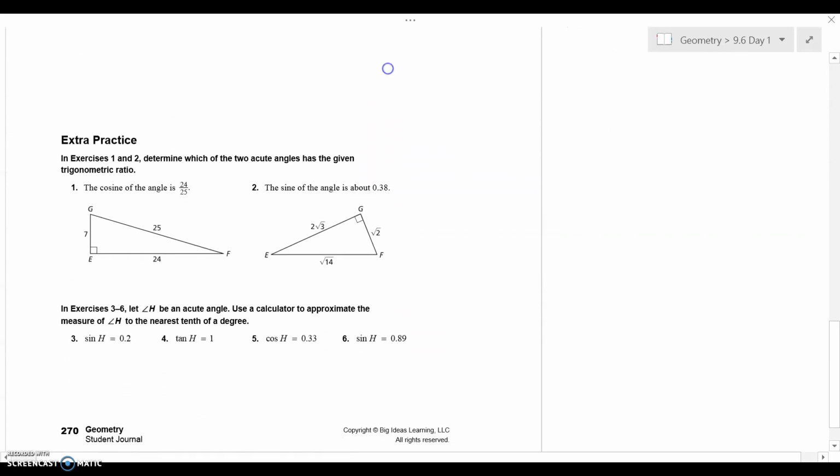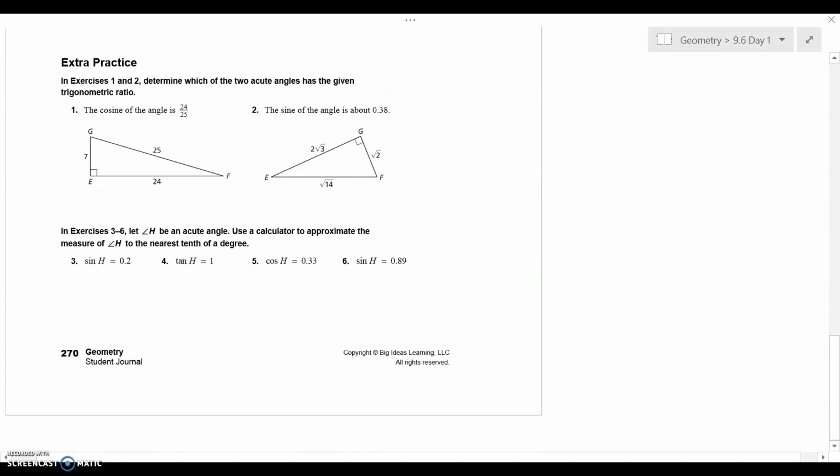And we're going to jump ahead to the examples that fall on the bottom of the second page. These are the sorts of questions that you're going to get asked that go along with this particular piece of the lesson. So in exercises 1 and 2, determine which of the acute angles has the given trigonometric ratio. So we only have two acute angles, G and F. So we want to know where the cosine is 24/25.